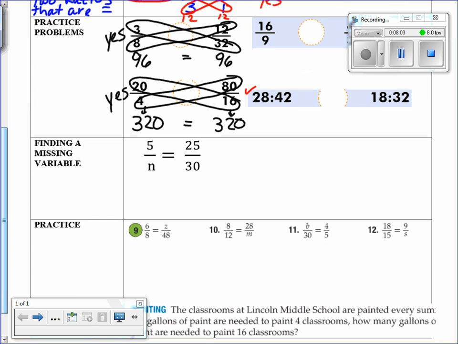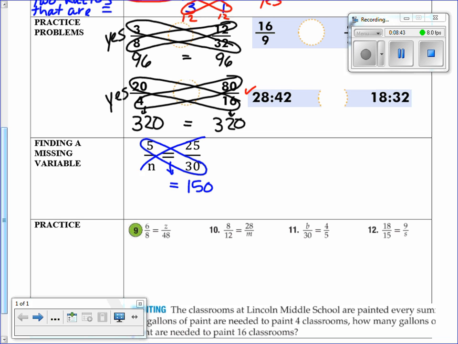Next, we want to find a missing variable. Okay, in order to find a missing variable, this is what we're going to do. All right, we're still going to use our rules for cross multiplication. So this is what I do. I'm going to say 5 times 30. Now you need to write it down exactly the way I'm doing it. And I do 5 times 30 and I get 150. See how I'm writing it down right below the bottom number that I cross multiplied. Okay, I bring down my equal sign.